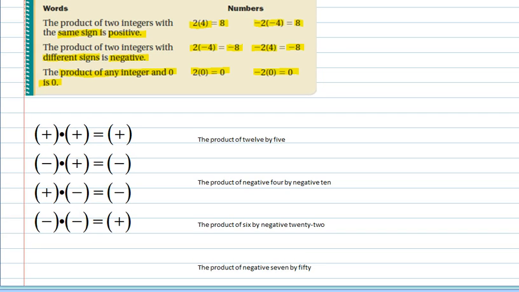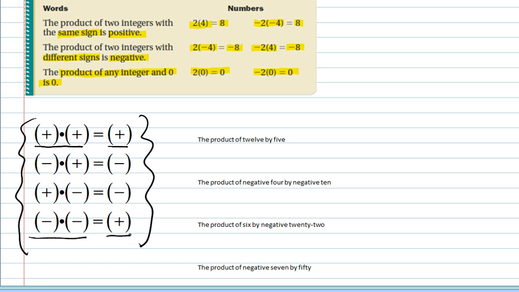Here's a table that illustrates the three rules. Multiplying two positive integers gives you a positive answer. Multiplying two negative integers gives you a positive answer. Any combination of one negative and one positive will always give you a negative product.